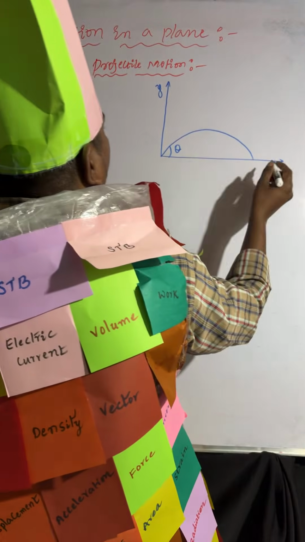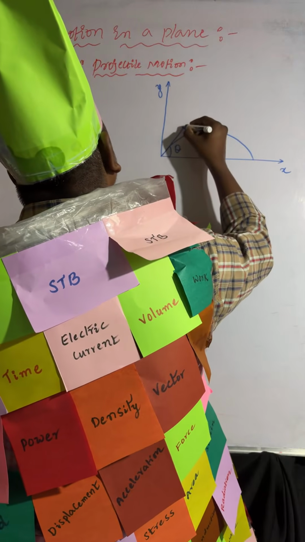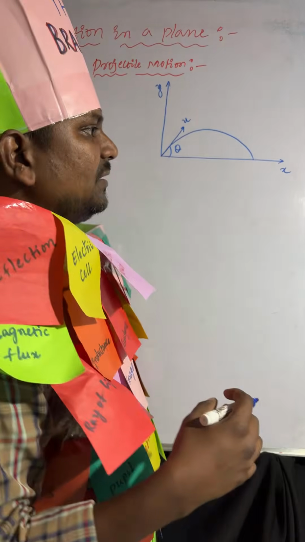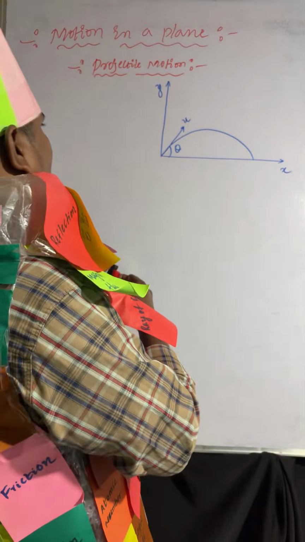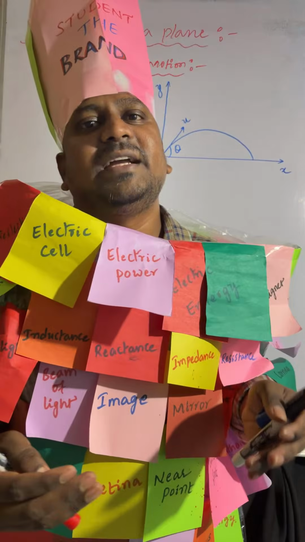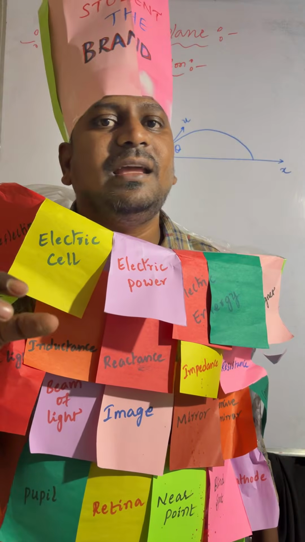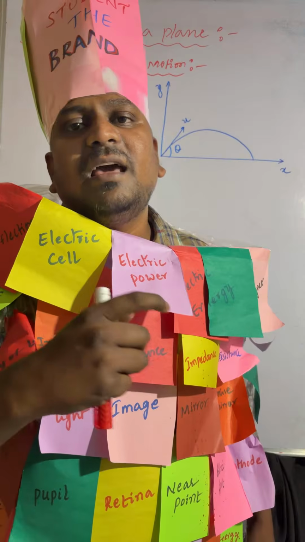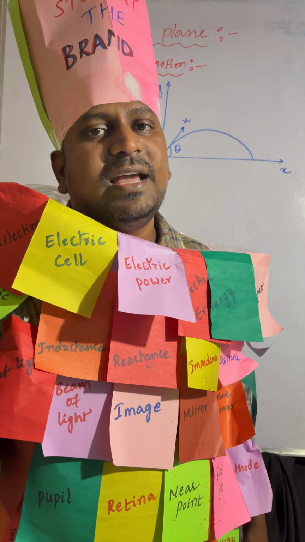this is along the x-axis, with velocity u. The object is thrown with an initial velocity u. If you resolve the components, I already explained scalars and vectors, and in that I explained clearly about resolving a vector along the x-axis and along the y-axis.